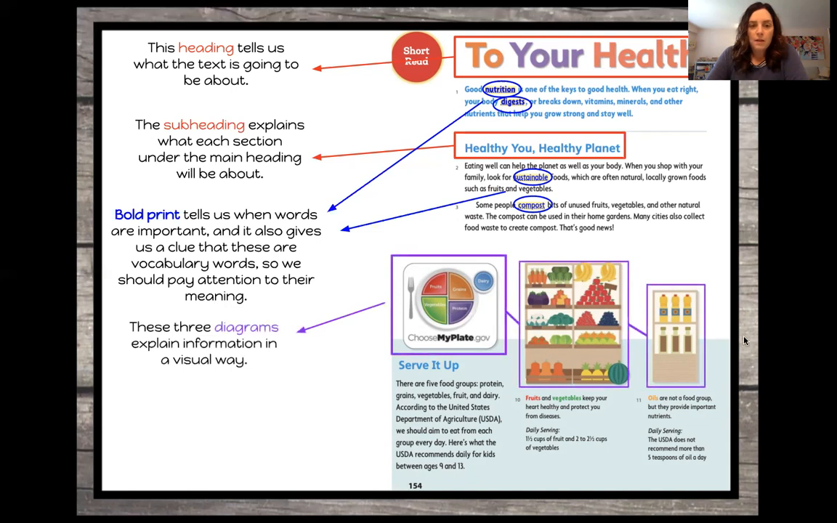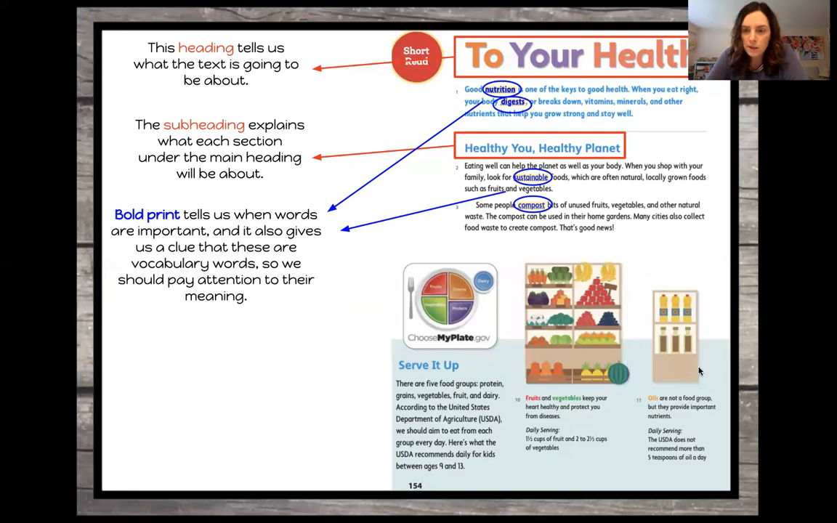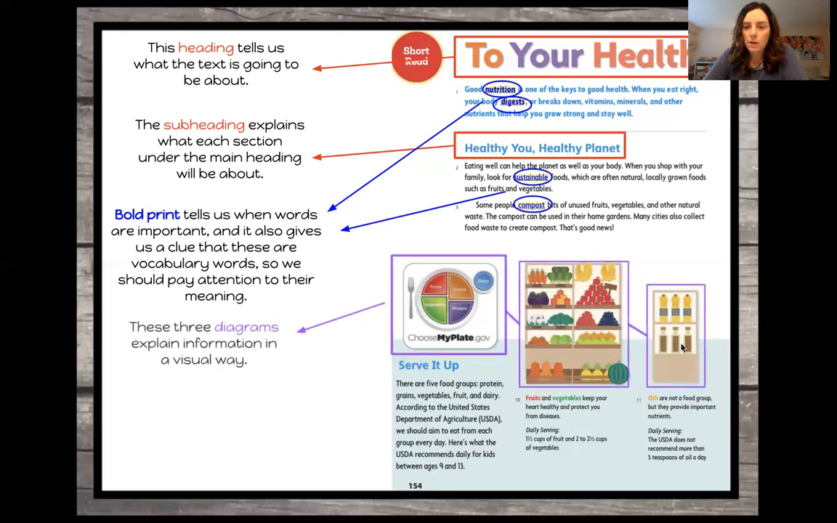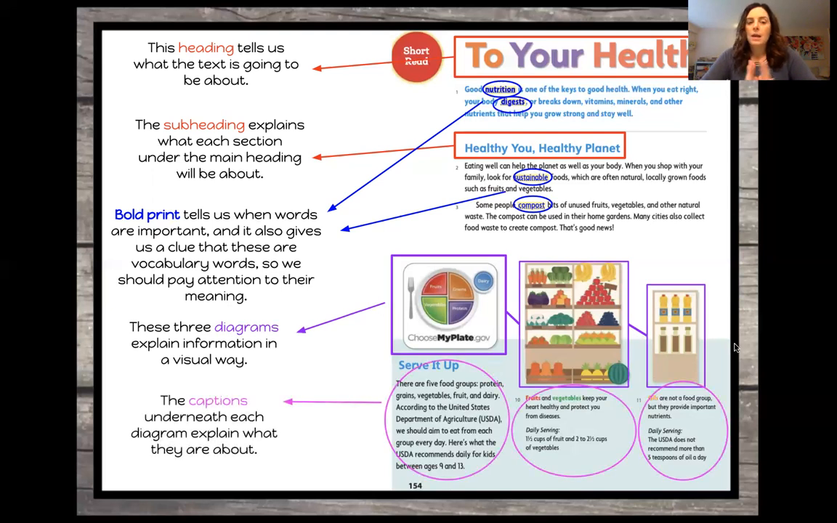Down here, I have 3 diagrams. And remember, we said that diagrams are meant to give information in a visual way. So there's a diagram of the My Plate, and then there are some, looks like fruits and vegetables, and then there is another diagram of what looks like olive oils. Underneath the diagram, I have captions. Captions are meant to explain what each diagram is about. So now that I've pre-read, I can go back and actually read all of my text to get the full information from the page.